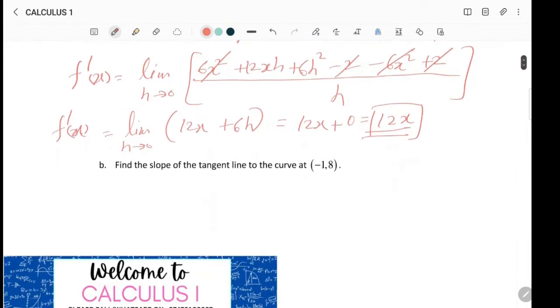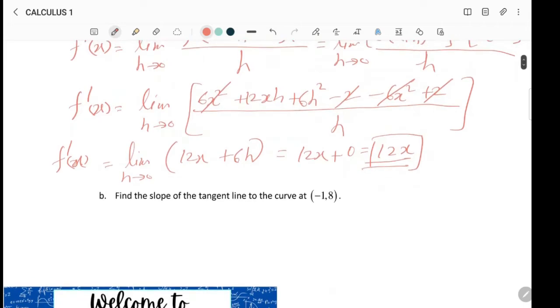Now find the slope of the tangent to the curve at minus 1, 8. You know that m is your gradient, and that is f dash x at minus 1. You know f dash x is the general gradient, and if you need to find the gradient at a particular point, then you have to put that particular value of x. So m is f dash of minus 1. So m will be 12 times minus 1, which is minus 12. This is your gradient.